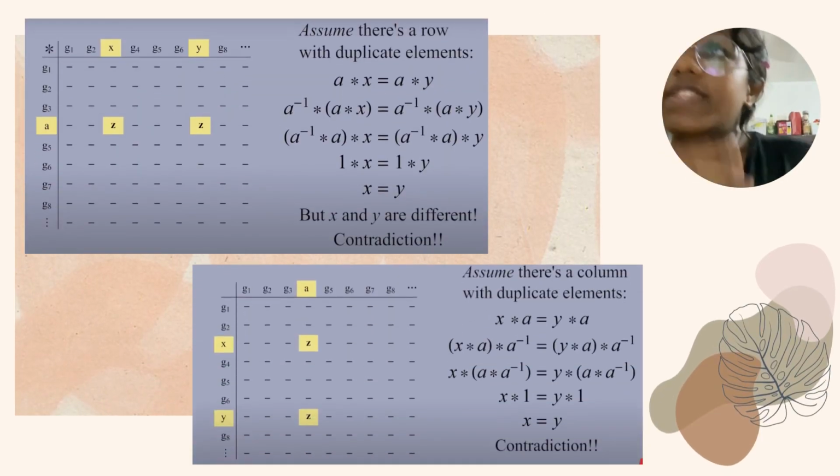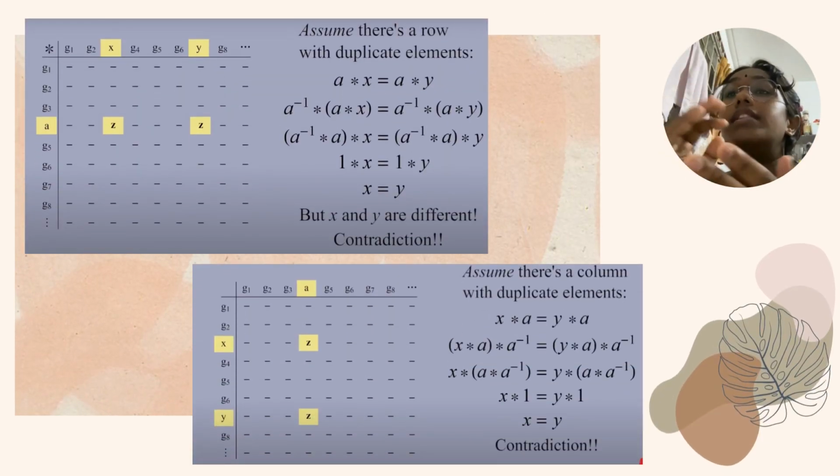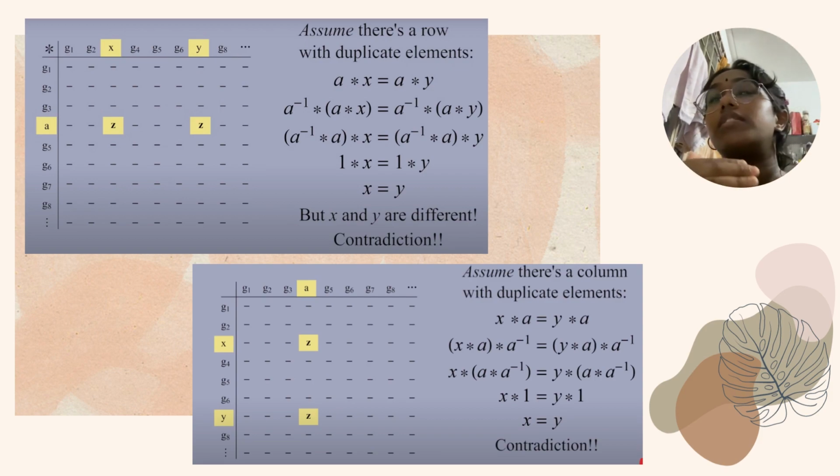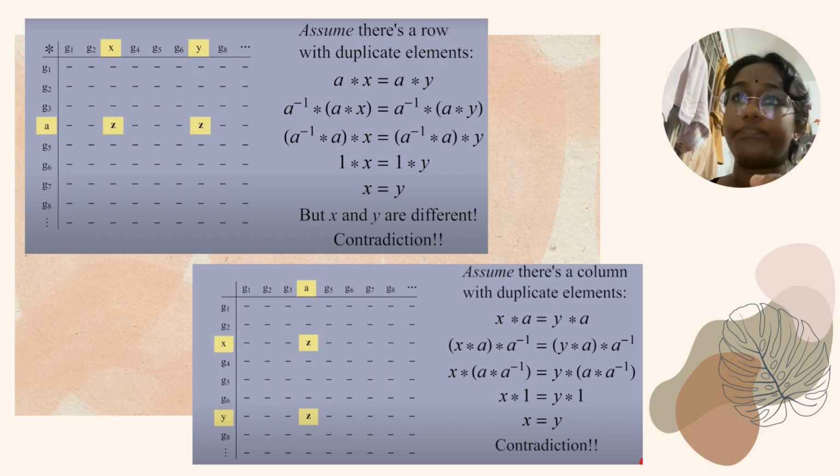See the example that I've given. There is a row with duplicate elements and there is a column with duplicate elements. There won't be a contradiction between them. So when there is no contradiction, we can confidently know there is no symmetry. So with that, we know it's a non-abelian group with no symmetry, and we won't follow the inverse rule, right?